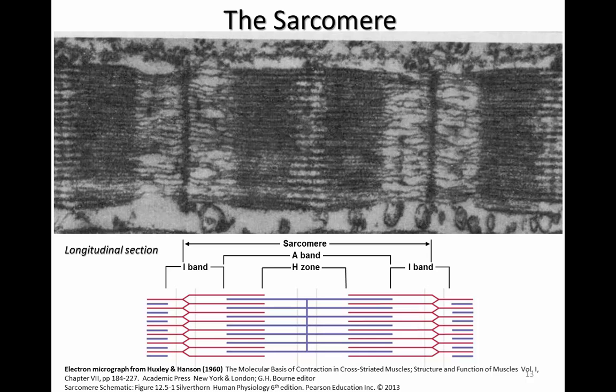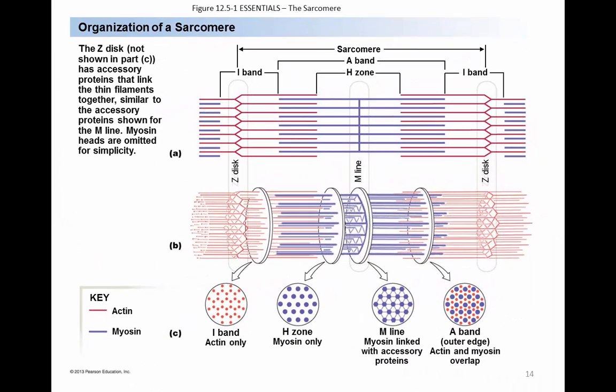Now this is a longitudinal section, along the length. What happens if we slice this and look at it end on? Well, the first thing to note is it depends on where you slice it. Depending on where you cut through a muscle cell or a myofibril, you will sample different parts of the system.